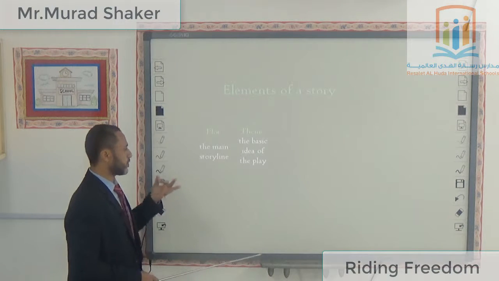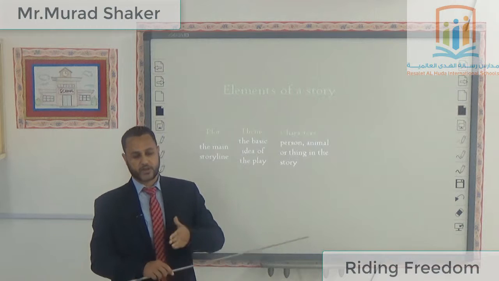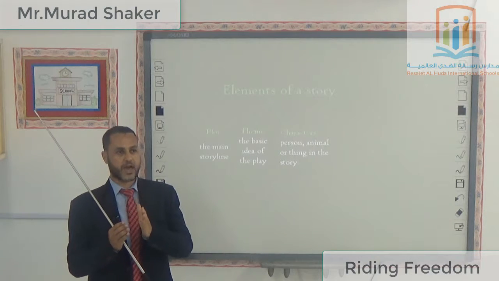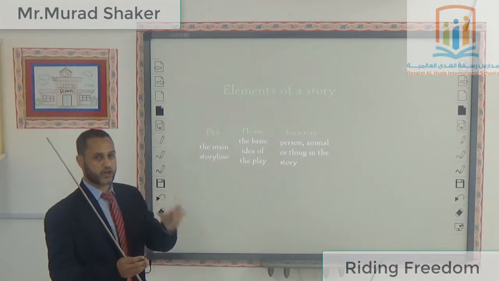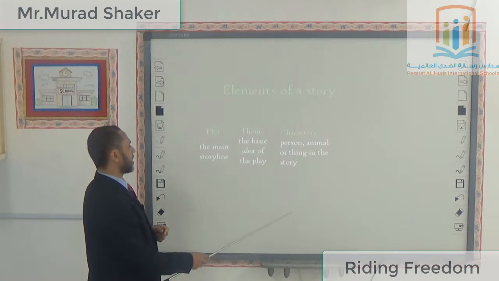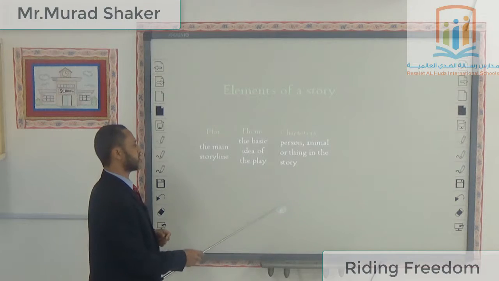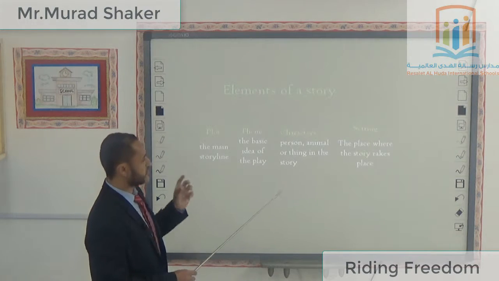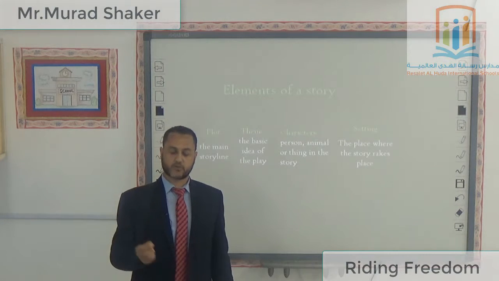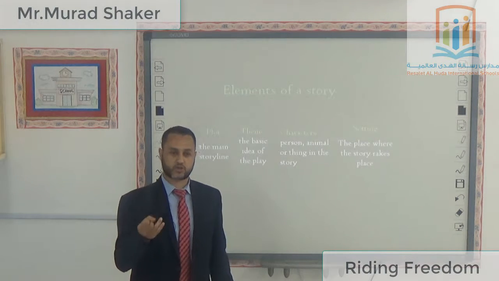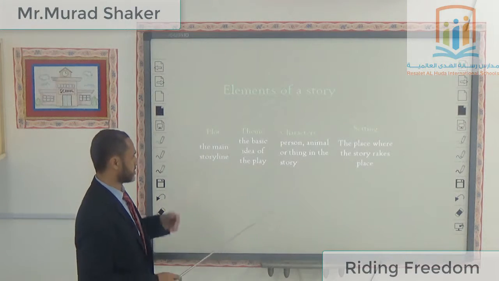And here we have number 3, the characters. And as we said, we have main characters and minor characters. The main character is the hero of the story, and it may be a person or an animal. Yes? The last thing is the setting. As we said, the setting is very important, as we have to mention the time and the place to know the age, the effects surrounding, and like this.